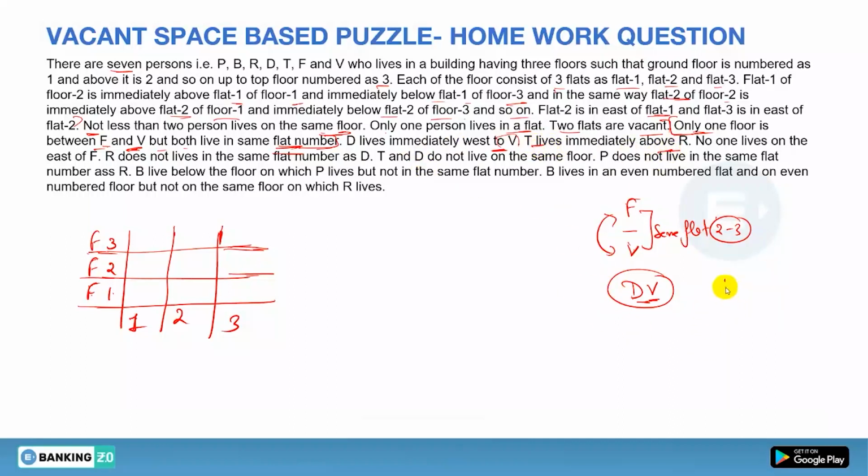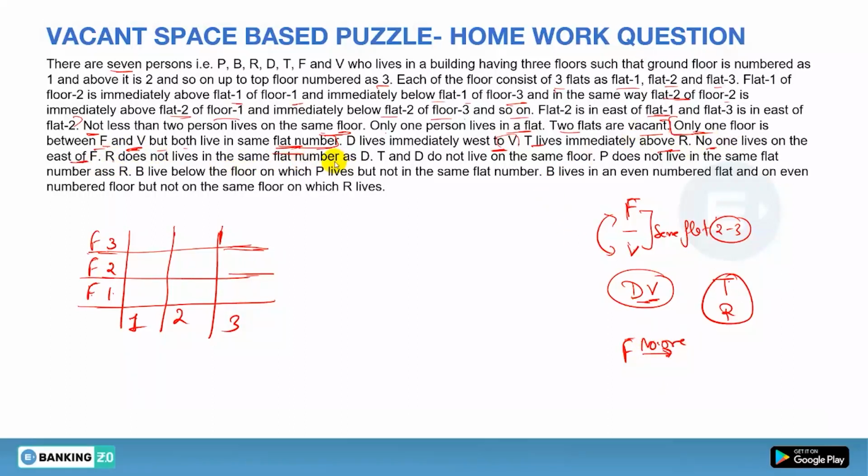Done. Now T lives immediately above R. Now what we have, that T is just immediately above R. That is for sure. Now no one lives on the east of F. Now what we have, to the east of F there should be no one. Okay, to the east of F there should be no one. So to the east of F there is no one. Done.